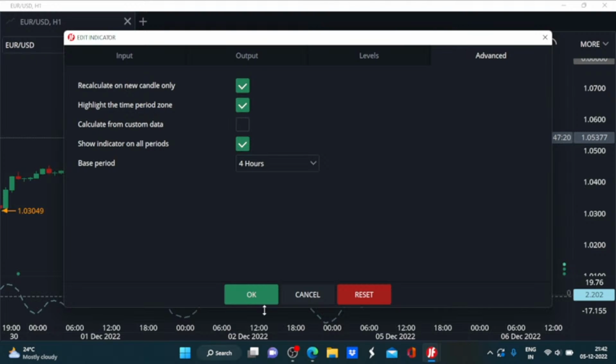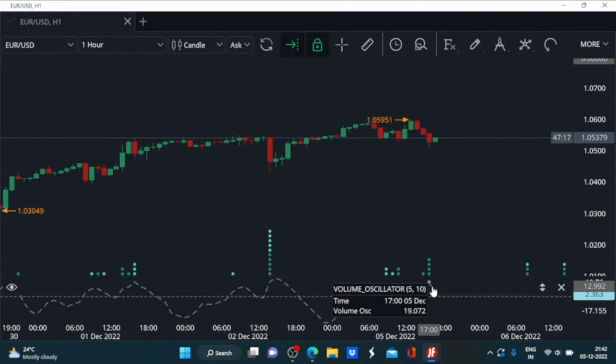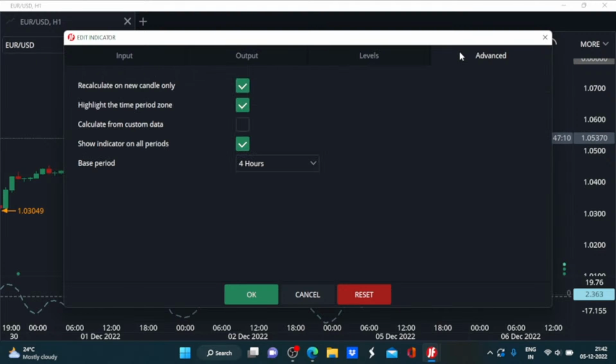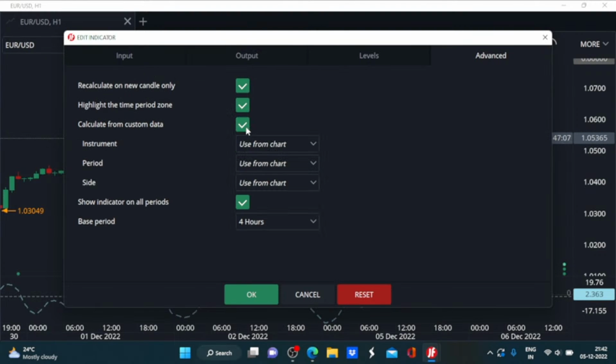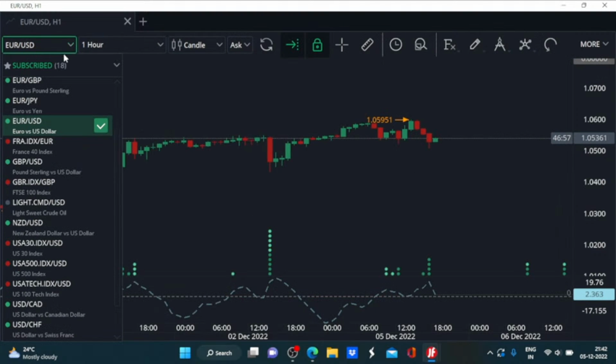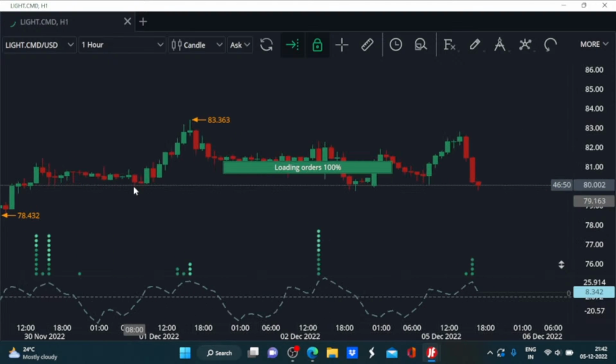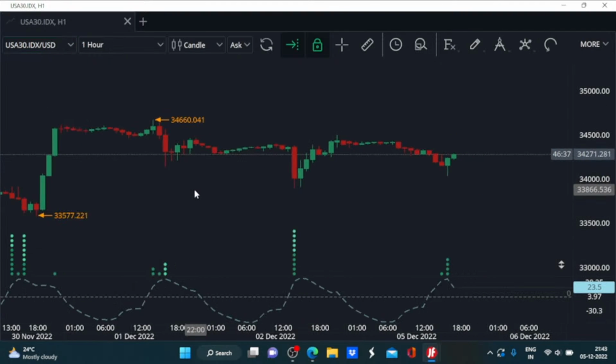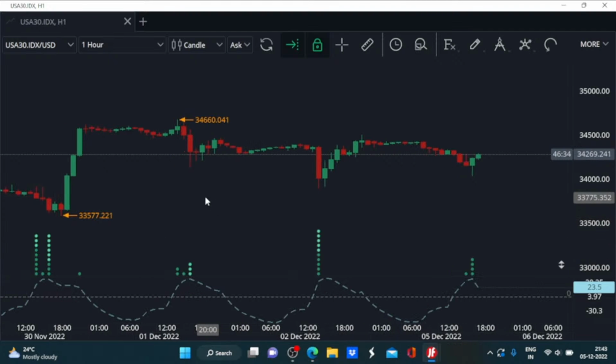Highlight the time period zone. You can go for the highlighting of the time period zone so that it becomes easier for you to keep in mind what is your horizon of the calculation. Calculate from custom data. The calculation can be customized further. The instrument can be anything from the chart. You can use almost all of these instruments with this indicator, and it will work just fine. So you can use this across the spectrum: commodity, currencies, treasuries, stocks, individual stocks, or indices, equity indices. All these instruments are going to be usable with this indicator.